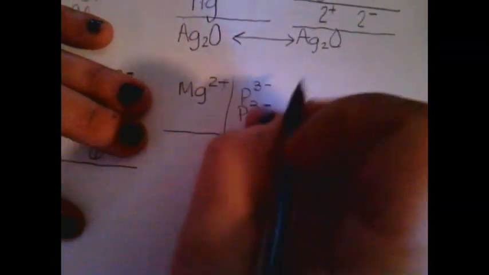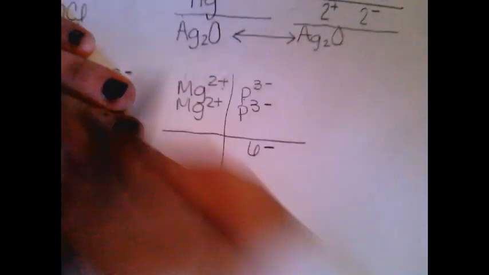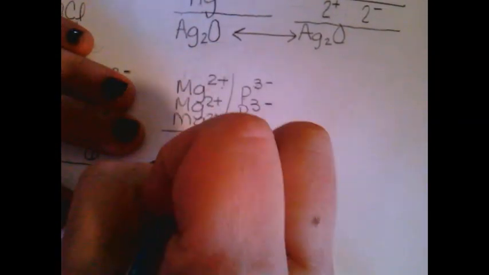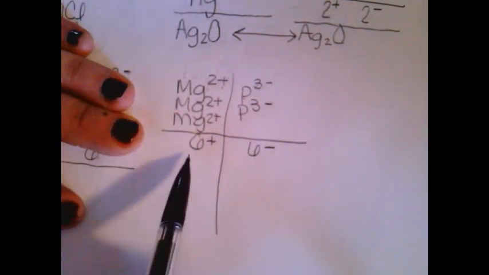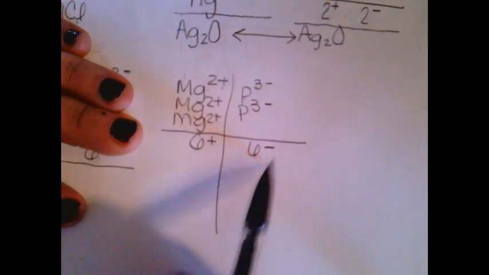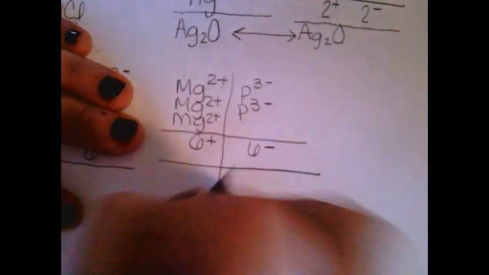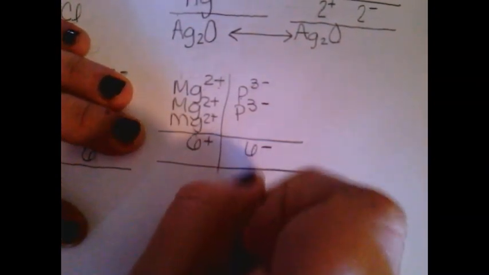3 plus 3 is 6 negative. 2 can give me 6 negative, so I'm going to write Mg2+, that's 4, Mg2+, that's 6. So now I have 6 plus on this side, 6 minus on this side. I'm going to count up my atoms, and I'm going to write the balanced chemical formula.